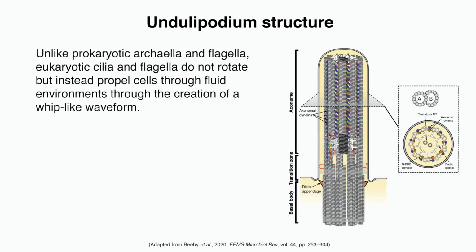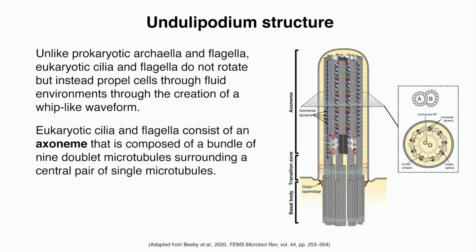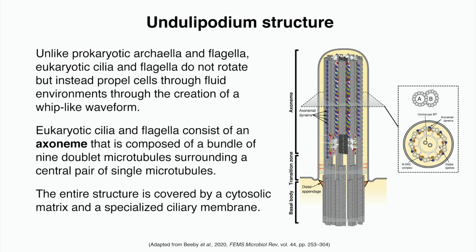Unlike prokaryotic archaeal and bacterial flagella, eukaryotic cilia and flagella do not rotate, but instead propel cells through fluid environments through the creation of a whip-like waveform. Eukaryotic cilia and flagella consist of an axoneme that is composed of a bundle of 9 doublet microtubules surrounding a central pair of single microtubules. The entire structure is covered by a cytosolic matrix and a specialized ciliary membrane.